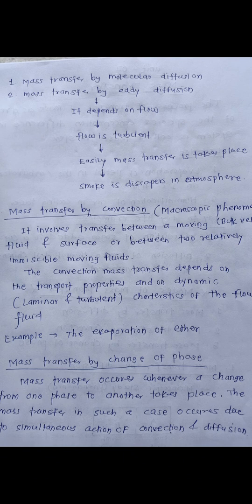The convection mass transfer depends on what? That is transport properties. Whatever the air is moving, what are the transport properties related to that? Convection depends on those transport properties, and on dynamic characteristics, that is the type of flow, laminar flow or turbulent flow. So convection mass transfer depends on the transport properties and dynamic characteristics of the flowing fluid.